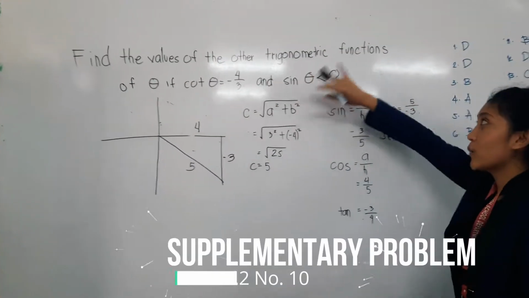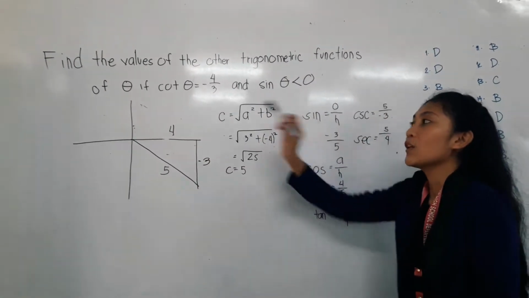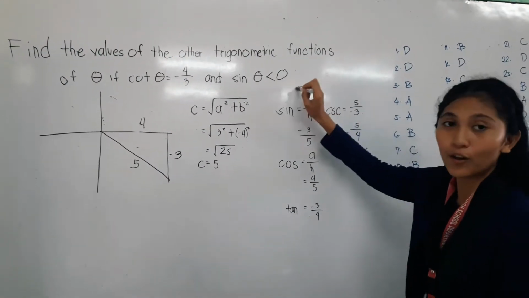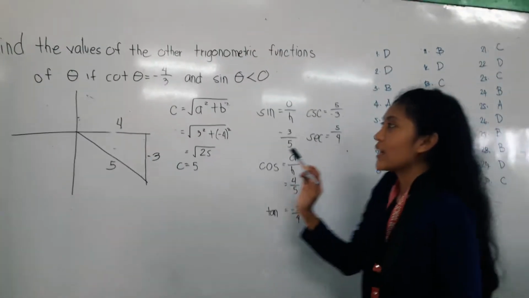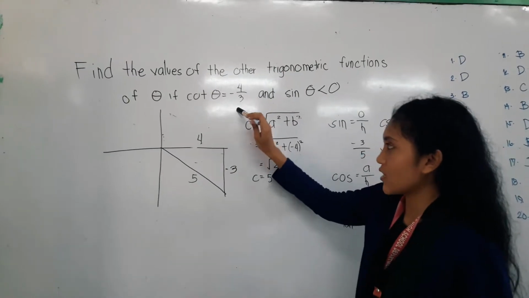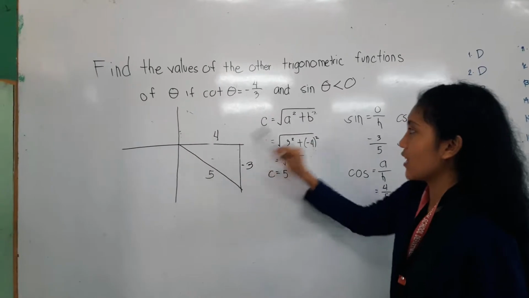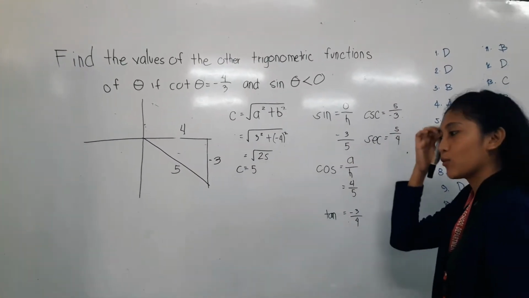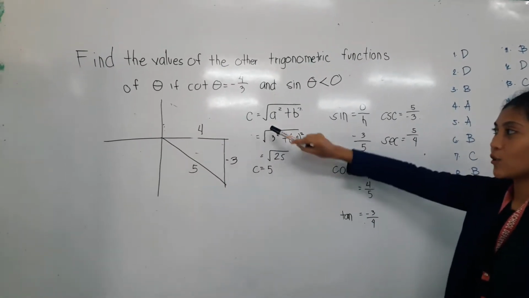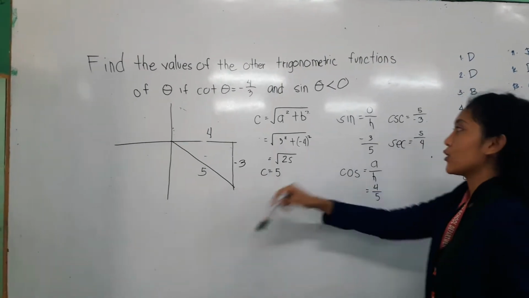What are the other trigonometric functions of theta if tangent theta is equal to negative 4 over 3, and sine theta is less than 0? So, since cotangent is adjacent over opposite, adjacent, opposite. So, to find the hypotenuse c, a squared plus b squared, square root, so 25, square root of 25 is equal to 5.